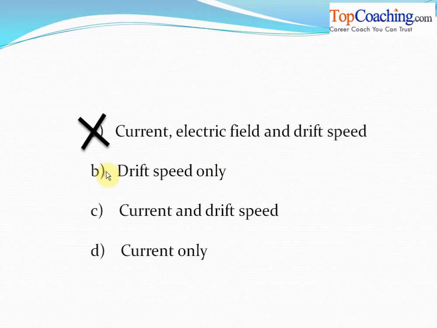Second option says drift speed is constant, but we know that A1 V1 is A2 V2, so the drift speed varies as the area of cross section varies. Option number 3 is also wrong, because again, drift speed is not constant. Option number 4 is the correct option, because it says only the electric current is constant, which is so true.